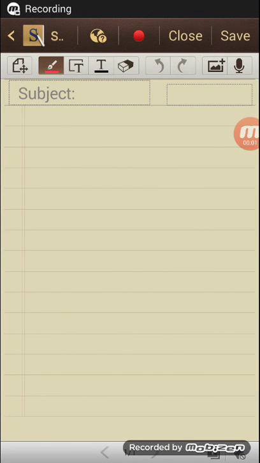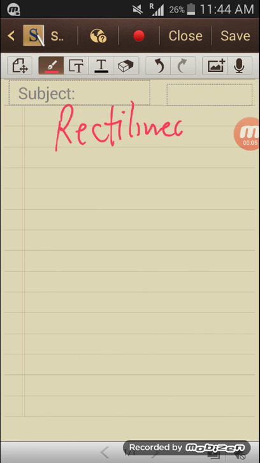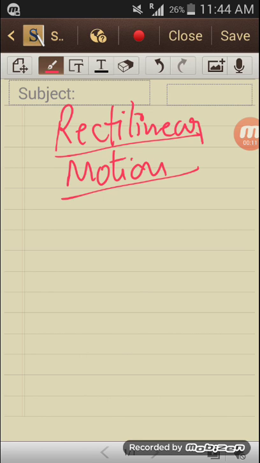So I'm going to tell you what rectilinear motion is. This is a very frequently asked topic, rectilinear motion. What is it, and how is it going to help in the exam? First of all, I start with the definition.